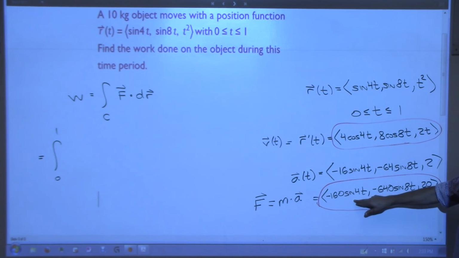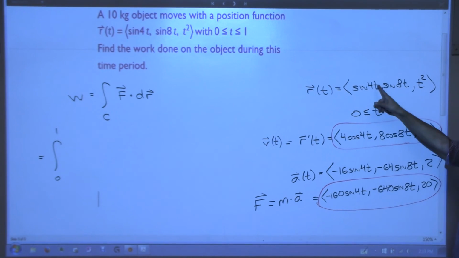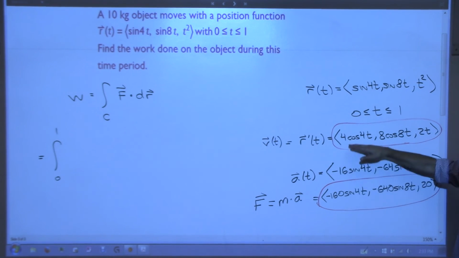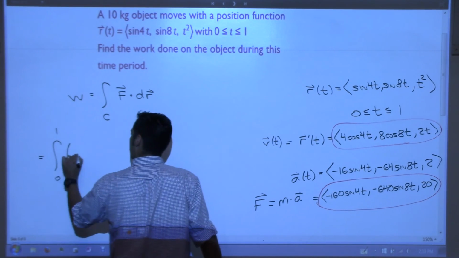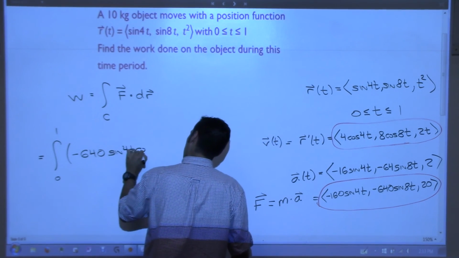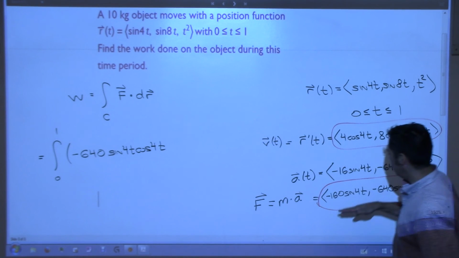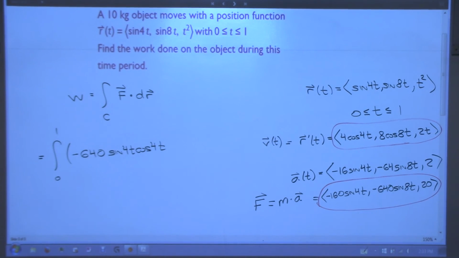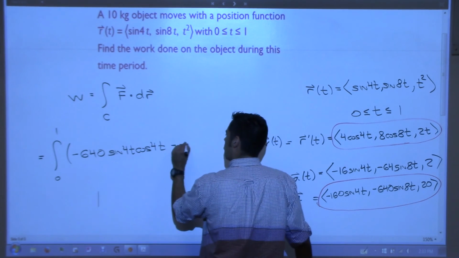So this times this. Negative 160 sine squared 4t. Then negative 640 sine 4t cosine 4t. Are you good with that? Here and here. Then I have to go here and here. Maybe we should have pulled that 10 out. What is this going to be? Negative 5,120.